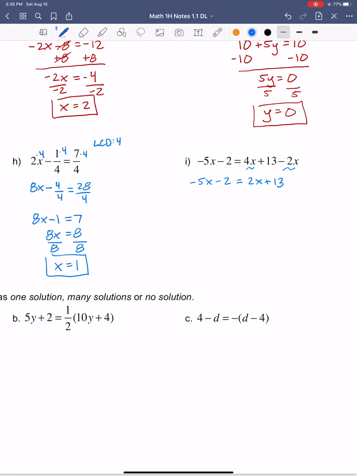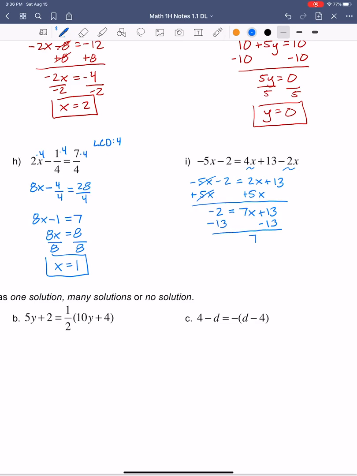I'm going to get my x's together, so I'm going to go ahead and add 5x from the left to the right. And you could also subtract 2x the other direction if you prefer that. So those are going to cancel out, and I get negative 2 equals 7x plus 13. Okay, remember I'm trying to isolate x, so that means I want to get rid of this positive 13, so I'm going to subtract 13.